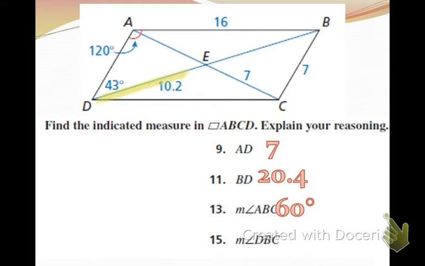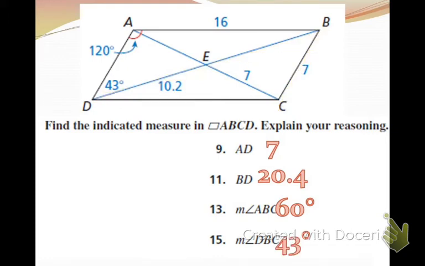The last one we find is DBC. So it's going to be this angle. What do we think? 43. Why is it 43? Alternate. They are alternate interior, which makes them the same measure. Good job.